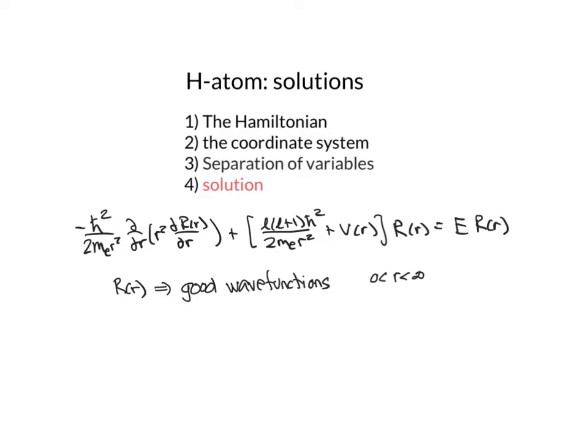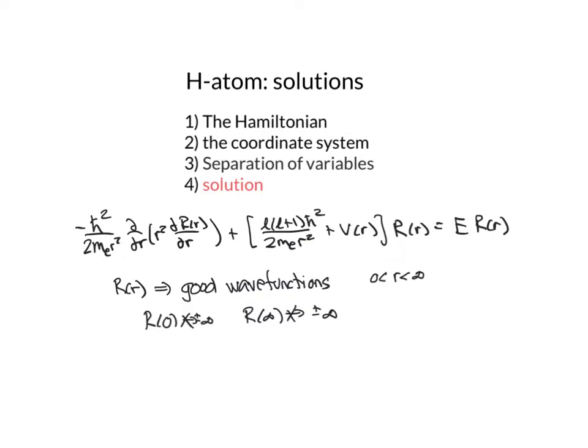And so for our radial dependence to be good wave functions, R at 0 cannot go to infinity or minus infinity, and R at infinity cannot go to plus or minus infinity. So we can't have our wave function be infinite. It has to stay finite. It needs to be single valued as well, and we have to insist that it is continuous and differentiable.